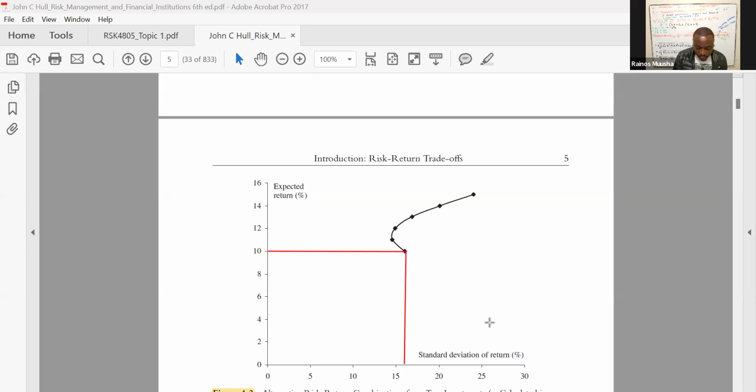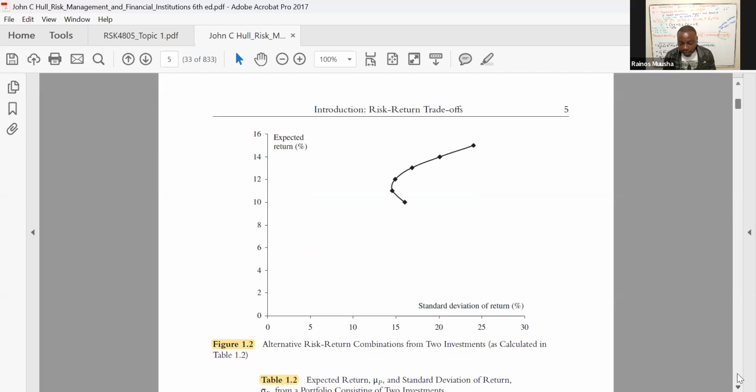So do you see how we are plotting the expected return against the standard deviation? Remember, we said in Study Unit 1, we're going to be analyzing the relationship between risk and return, isn't it? Are we on the same page so far? So this is how they are plotting figure 1.2, which shows you the relationship between the risk and expected return.